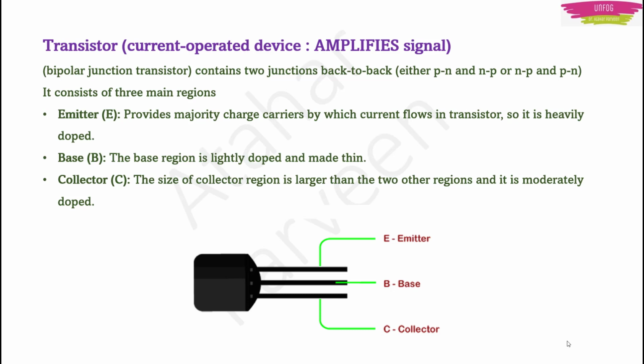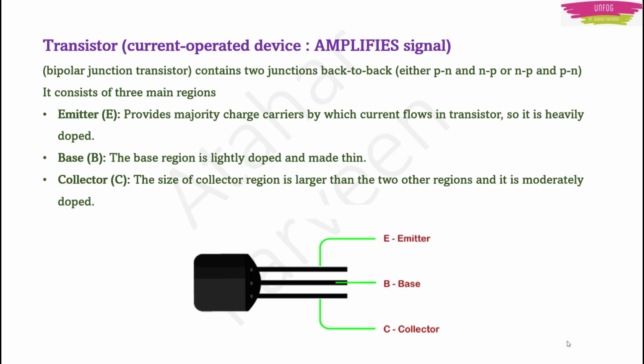It will provide you the majority charge carriers, which will carry the current in the transistor. Basically in the transistor, emitter is the hero, you think. Everything is done by emitter only in the transistor. So the hero of the transistor is emitter, you remember. Then because it has a lot of work to do, the emitter will be heavily doped.